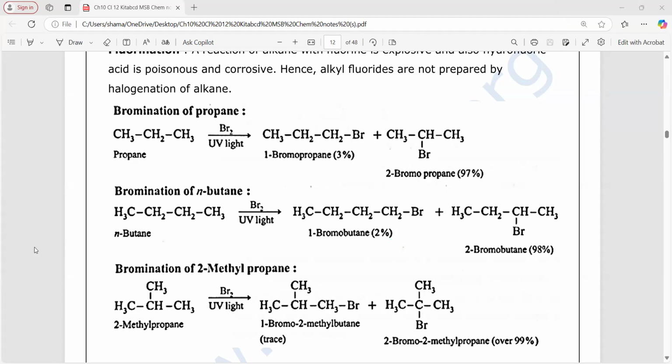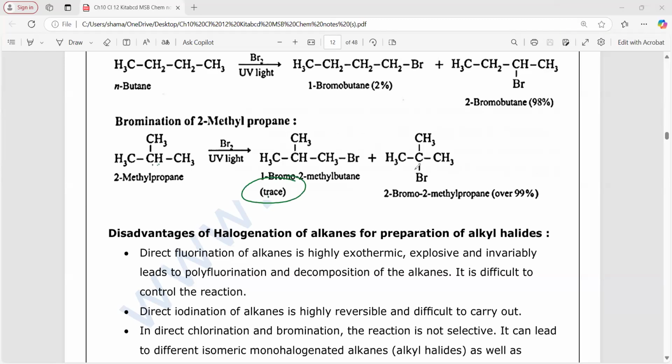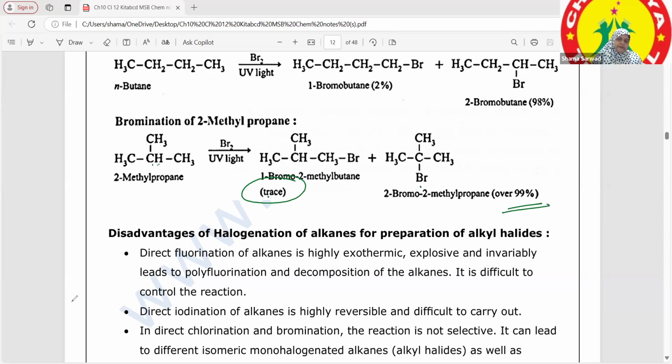Now, next is bromination of 2-methylpropane. In this case, a tertiary carbocation would form. So primary and secondary would also form. If primary, then this CH3 would lose its hydrogen, and you will get your first product. It is in very trace amounts. And if this hydrogen is lost, you will get the bromine at the center, with the tertiary carbon, and it's a maximum, around 99%.